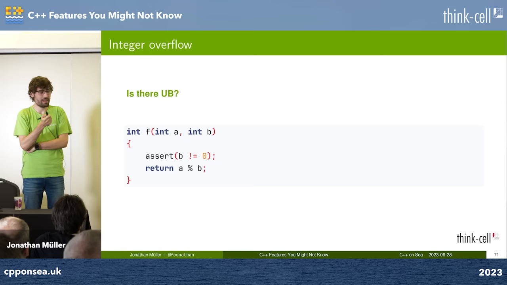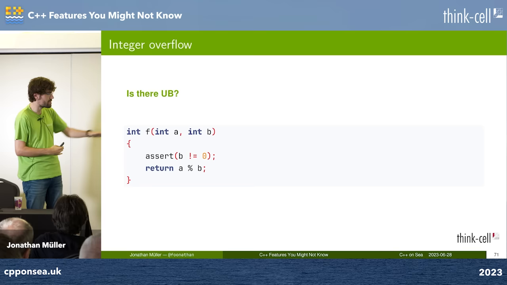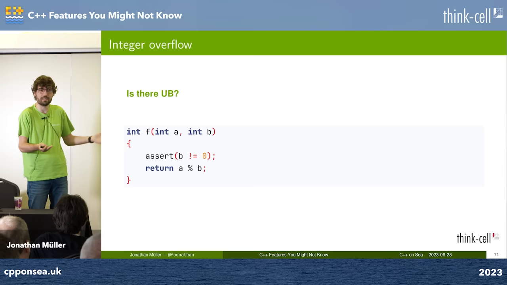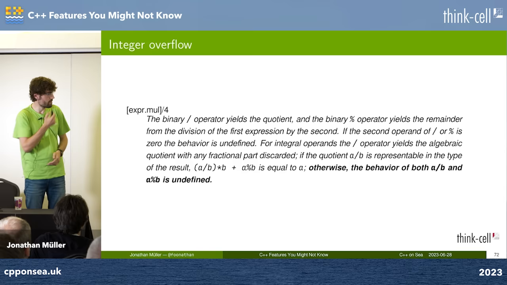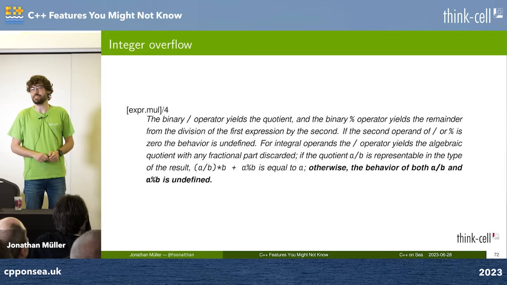Well, modulo, the result is small, it's the remainder of the division, so it's smaller than b. So how can we trigger integer overflow in there? Well, if you do int min modulo negative one, you get integer overflow, which is a bit weird because the result is zero, and zero definitely fits in the integer. But the standard says this is undefined behavior. Because if a divided by b is undefined behavior, a modulo b is also undefined behavior.